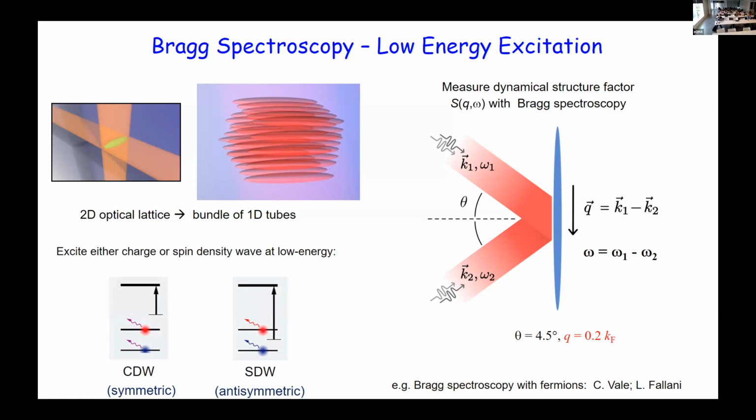This is how one can separate the charge density wave from the spin density wave using the detuning of the Bragg spectroscopy beams. In this case, I didn't draw the detail, but there are two laser beams, almost like a Raman transition, except it's going to a different energy momentum state.